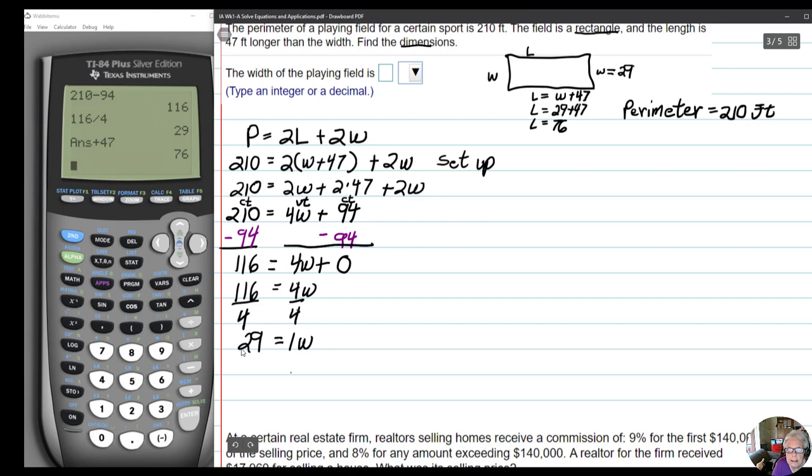The dimensions of this rectangle are the length and the width. How long is the length? How long is the width? Now we know. 29 feet and 76 feet. What you'll discover in my math lab is that there's an answer box. And you'll type, for the width, width equals 29. And feet is already written here for you. All right. And length equals 76.